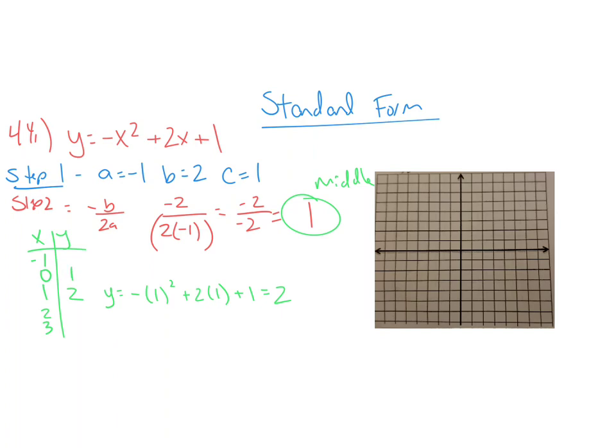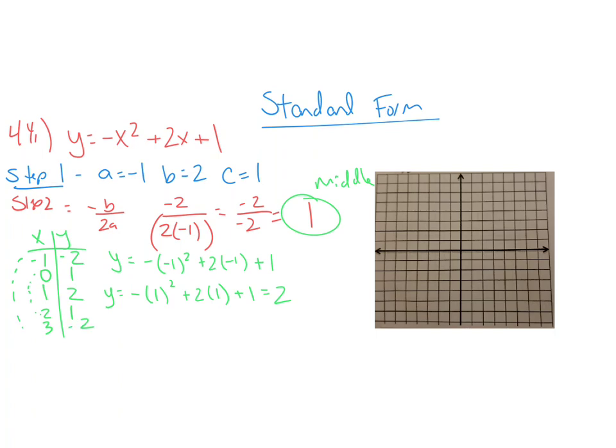Now I plug in 0, I end up getting 1. I rainbow that 0 all the way over to 2, so I get 1 again. Now I'm going to plug in negative 1. You can also plug in 3. I end up with y equals the opposite of negative 1 squared, plus 2 times negative 1, plus 1. So I have negative 1 minus 2, which is negative 3, plus 1, which is negative 2. Once again, I rainbow that all the way over.